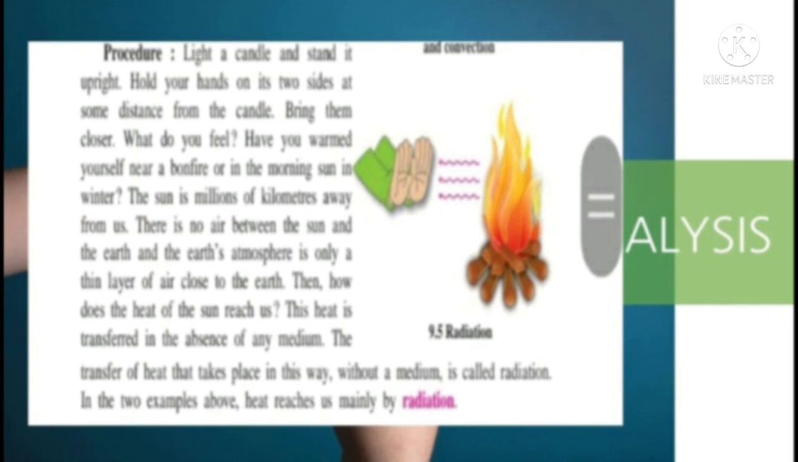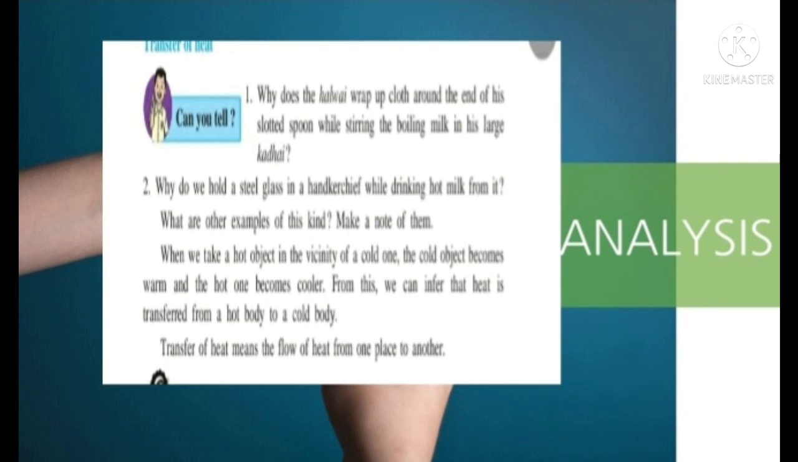The sun is millions of kilometers away from us. There is no air between the sun and the earth, and the earth's atmosphere is only a thin layer of air close to the earth. Then how does the heat of the sun reach us? This heat is transferred in the absence of a medium. The transfer of heat that takes place in this way, without a medium, is called radiation. In the two examples above, heat reaches us mainly by radiation.